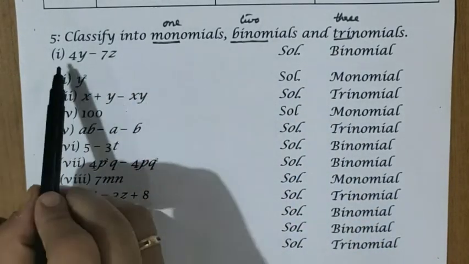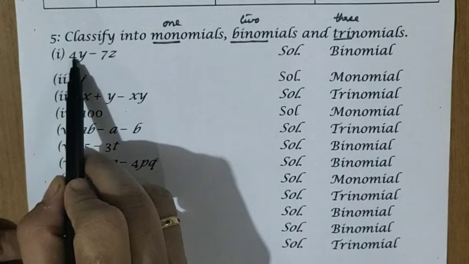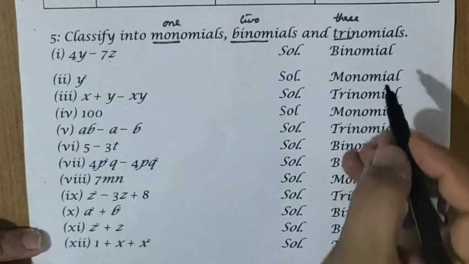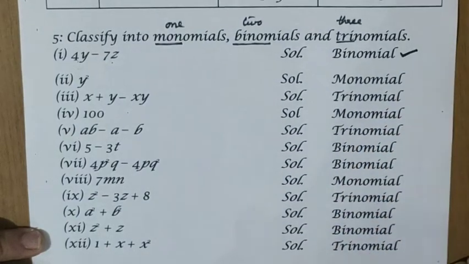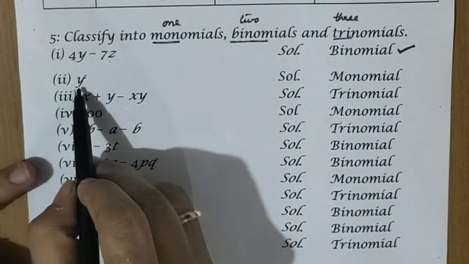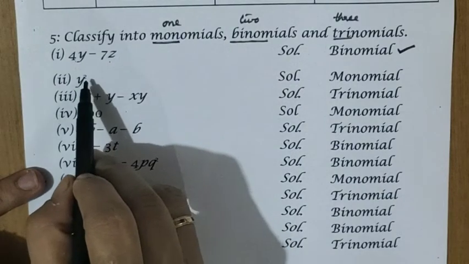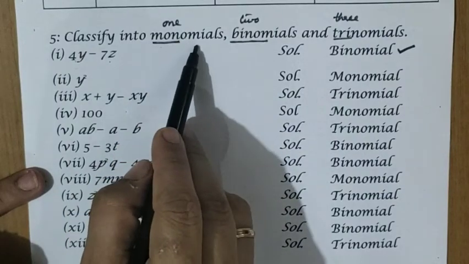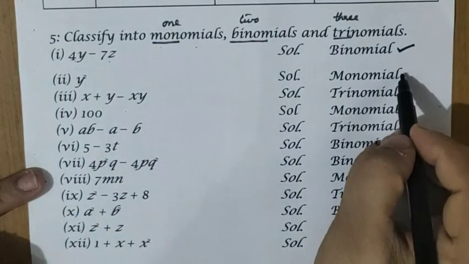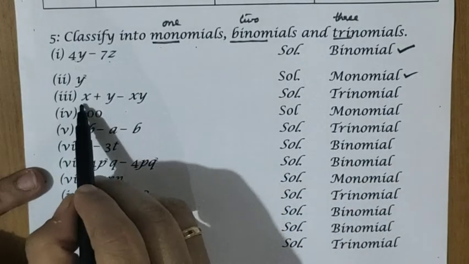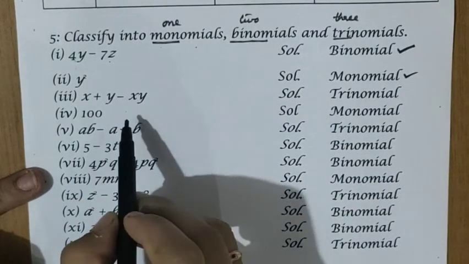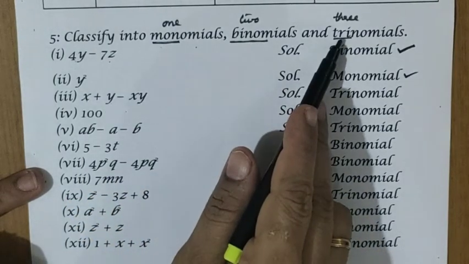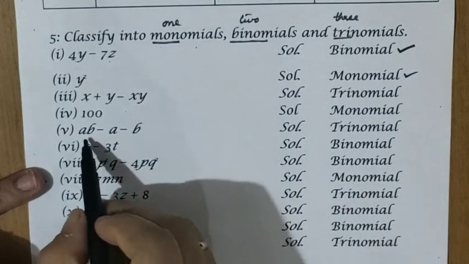4y minus 7z. How many terms can you see here? 1 and 2. So 2 terms are there. What is the name for 2 terms? Binomial. So the solution is binomial, right? Now y square is there. Only one term. We are not adding or subtracting, nothing done. If it is one term, what is the name given? Monomial. So the solution is monomial, right? Now x plus y minus xy. Count the terms now. 1, 2, 3. If it is 3, what is the name? Trinomial, right? Next, 100.